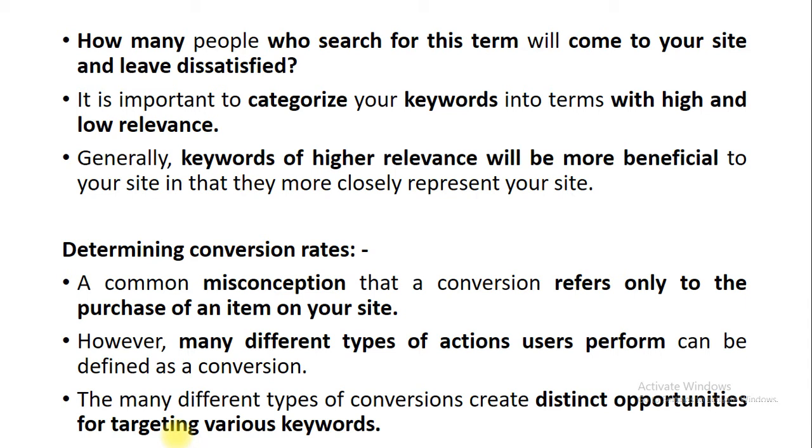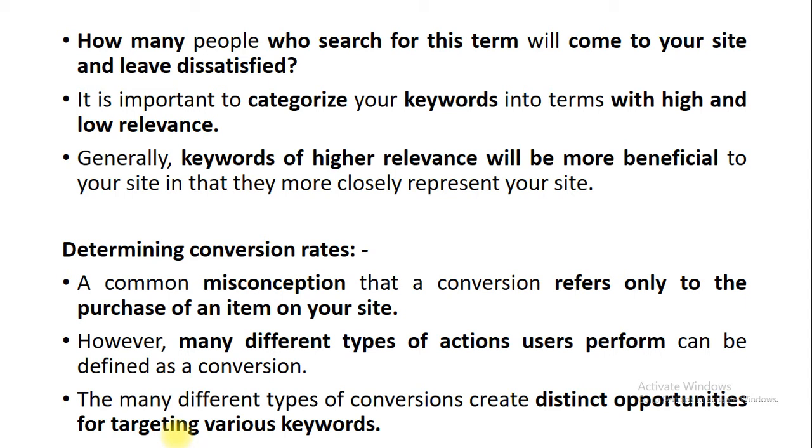Next is called determining conversion rates. We are going to decide how many conversions have been applied within the particular keyword. A common misconception is that a conversion refers only to the purchase of an item on your website. However, many different types of actions users perform can be defined as a conversion. Conversion means initially people just visit your website, but afterwards they perform some operations on the website, right? So that is called conversion rate.